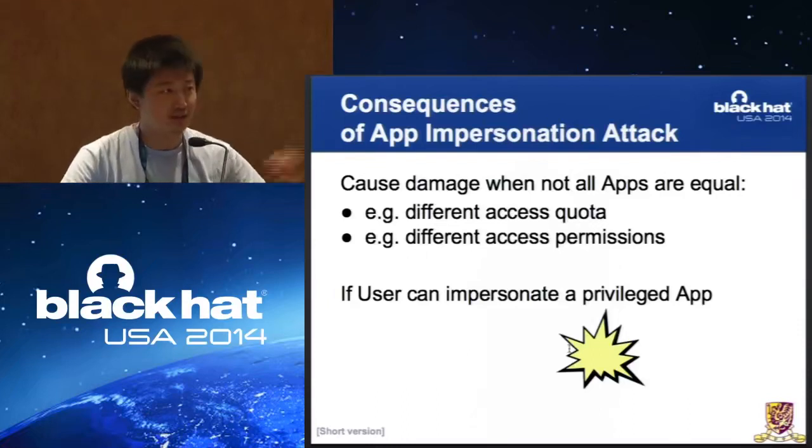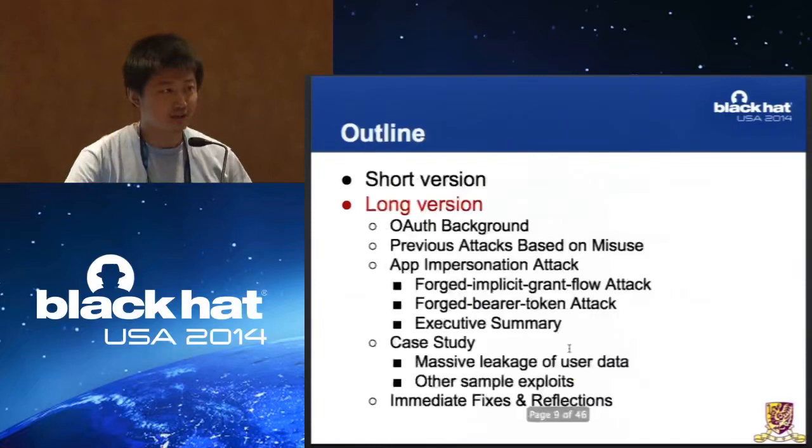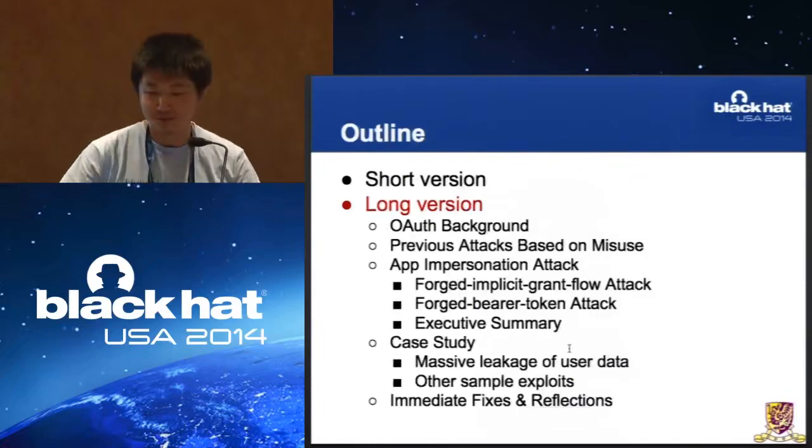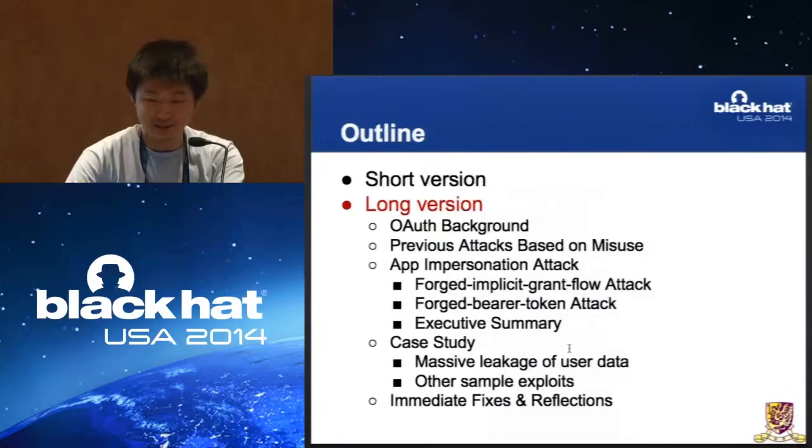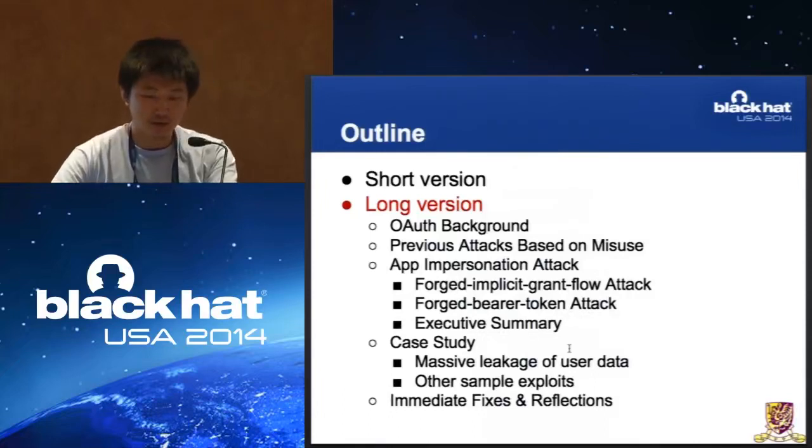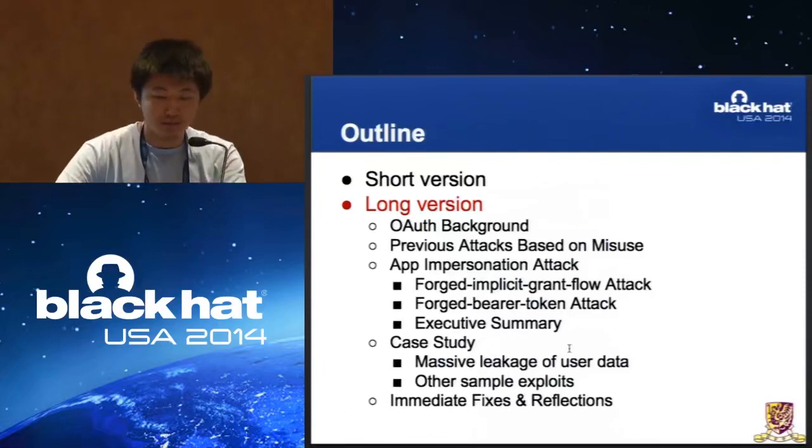Okay, so basically that's the short version. At least you know the general flow of the problem and the attack. Now here comes the long version. I'll first introduce the OAuth background in case you don't know it, and also briefly tell you about the previous attacks based on misuse. And we'll show you that the app impersonation attack is inherently available from OAuth. It is not based on any misuse of the provider or app. And then we give you a case study. One of them is the massive leakage.